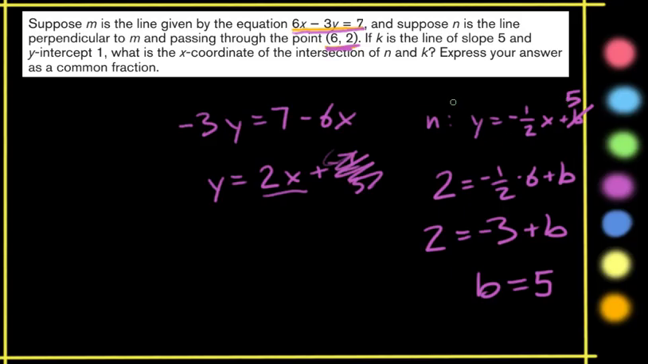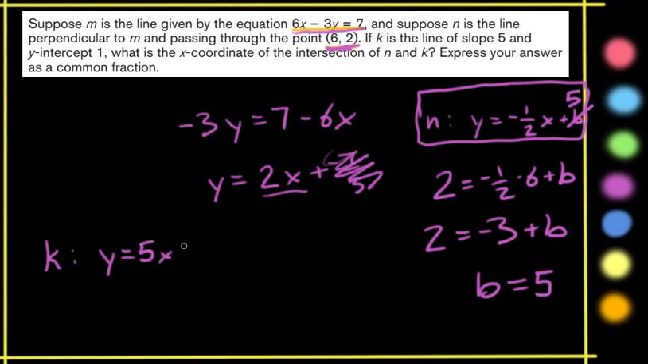So this is our line n now. We have it completely specified: y equals negative 1/2 x plus 5. And then the line k has slope 5 and y-intercept 1. So our line k is going to be written as y equals 5x plus 1. And they want to know the x-coordinate of the intersection of n and k.